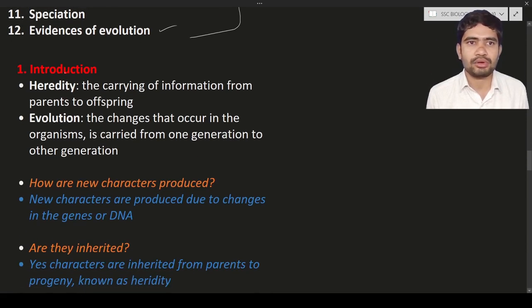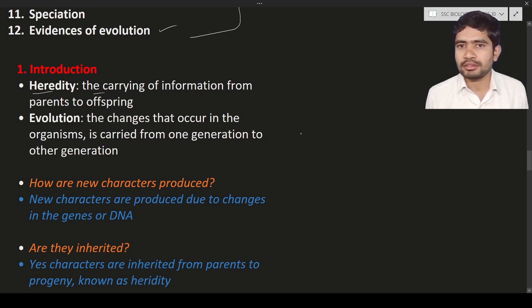In this lecture we are going to discuss the introduction and a few important topics. In the introduction we have to discuss heredity. So what is meant by heredity? The topic itself is heredity and evolution, and we have to know about these terms. The term heredity refers to the carrying of information from parents to offspring.